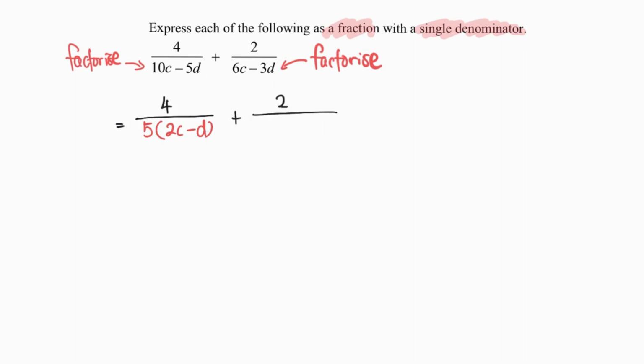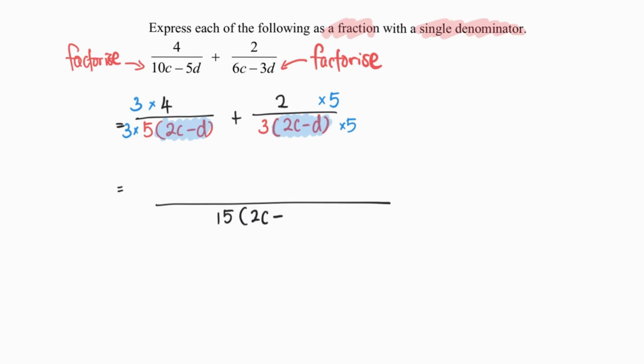Same, I'm going to take out 3 as the common factor, 2c minus d, and I see that this is the same. So it makes things easier for us to express as a single denominator at this point. So all I have to do, I times 5 times 5, times 3 times 3, so that the whole thing will be over 15 times 2c minus d.